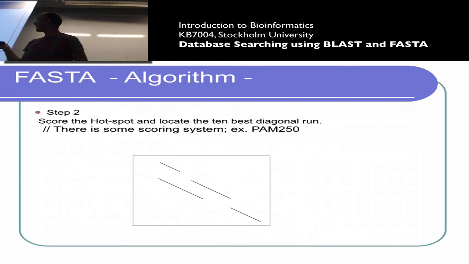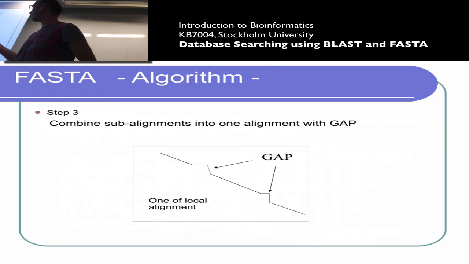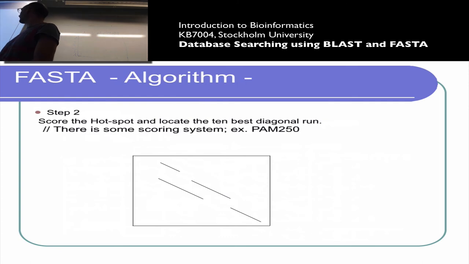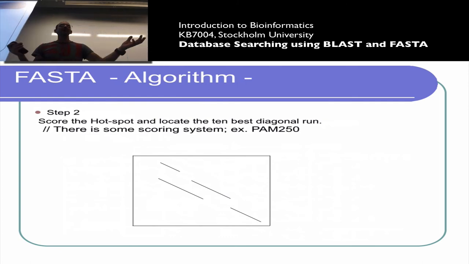And then the idea is to try to combine these into some sub-alignments. You calculate some gap penalties, basically, and you put them together. You can actually do this with dynamic programming or something like that. You can find it, but you only search in 10 alignments. You don't have to go through the whole matrix. It's a very, very small set you search through.